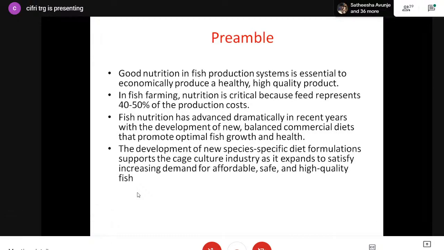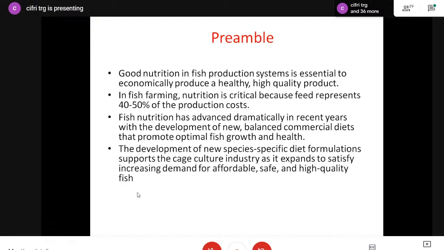And we know that as far as fish is concerned, in any culture system, particularly if it is an intensive kind of system, the feed cost goes to more than 50%. Especially in the last few decades, there has been a tremendous development in fish nutrition and feed development. Now we have species-specific formulations. In earlier days, it was not there.